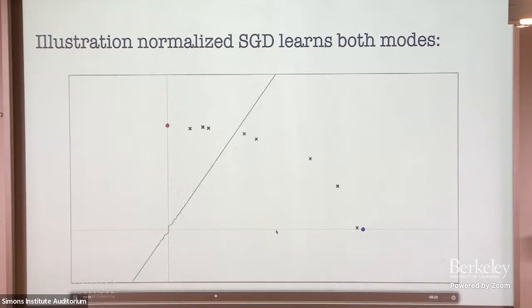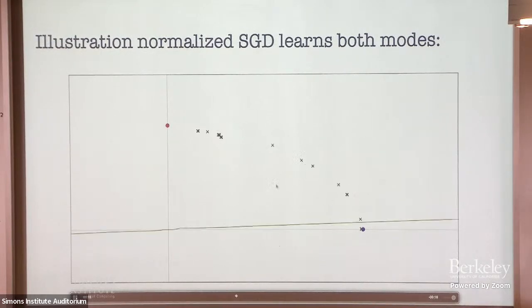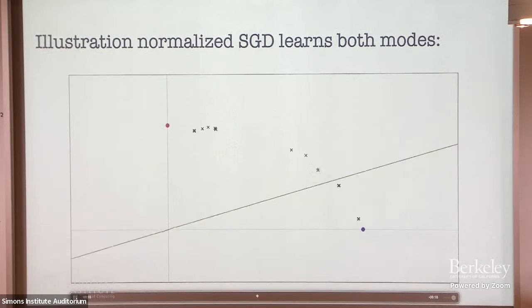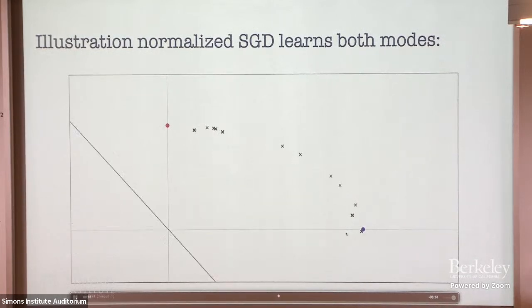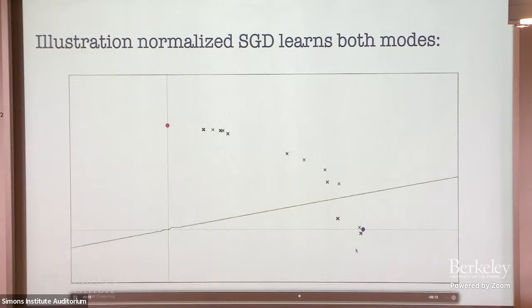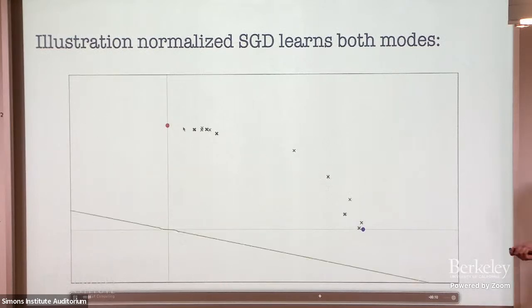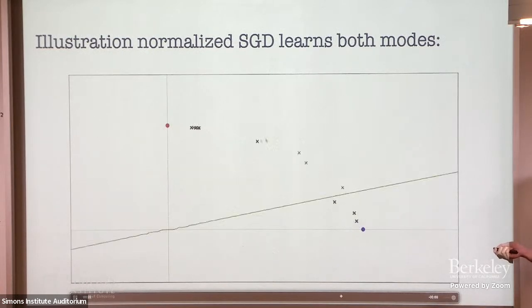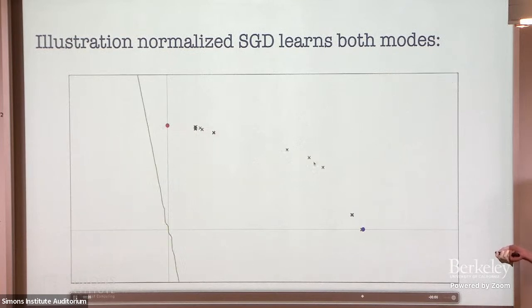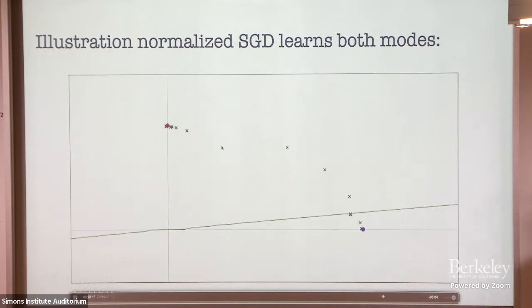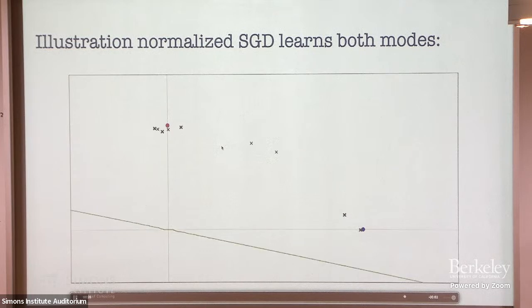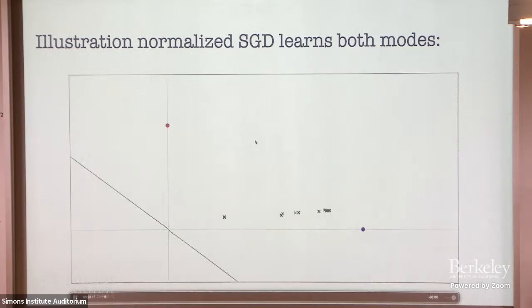And what ends up happening in this experiment is that, as we can see, some of the mass goes on one mode and some of the mass goes on the other one. Of course, our theory cannot prove that all the mass is on both modes, but at least we get a non-zero mass on each of them.